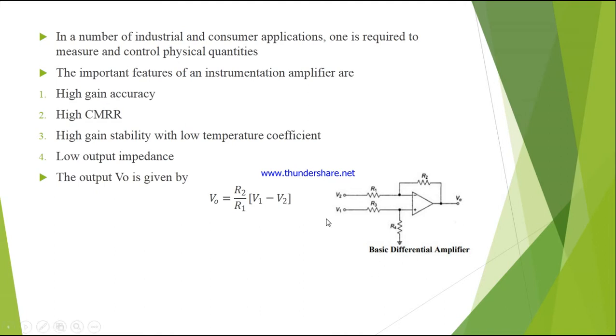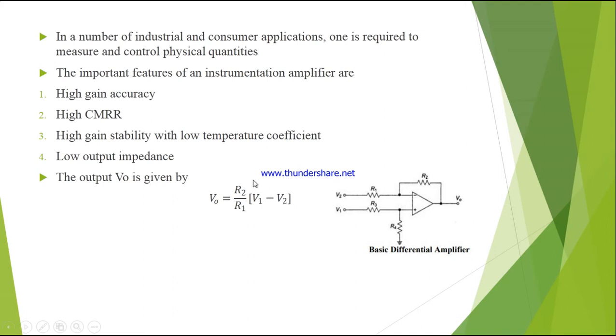Some of the main features of the instrumentation amplifier are high gain accuracy, high CMRR, high gain stability with low temperature coefficient, and low output impedance. And there are specially designed operational amplifiers such as the MU725 to meet the above stated requirements for a good instrumentation amplifier.